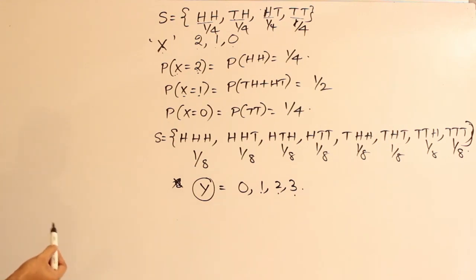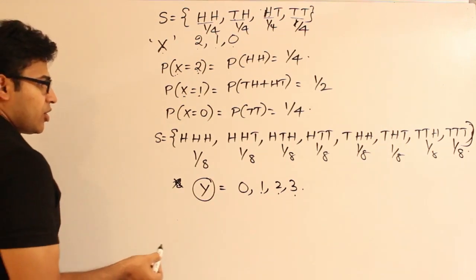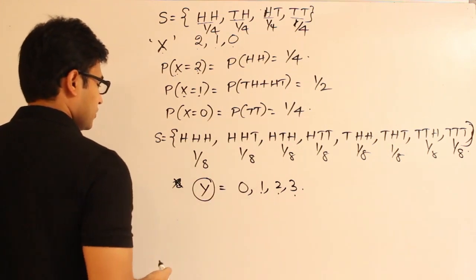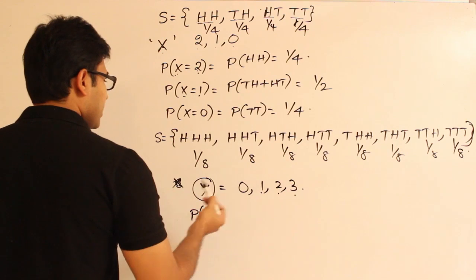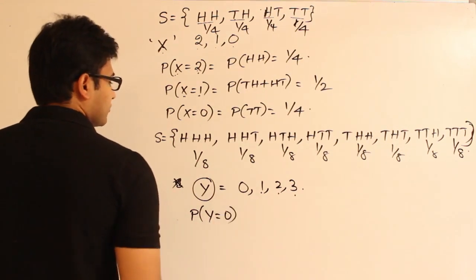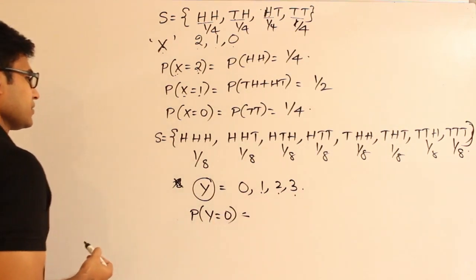Got it? Why is it a random variable? Because it is not a normal variable, it can take any of these values randomly. Got it? And we can assign probabilities to each one of them. So see this, what is the probability with which capital Y can take a value 0? Right, such questions can be asked.